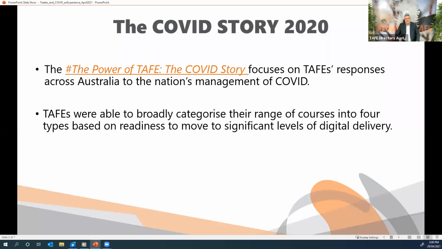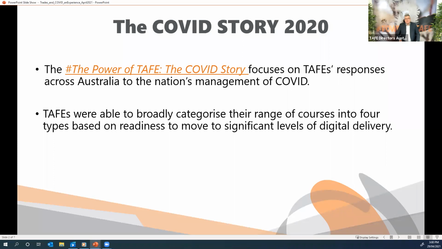And as Craig mentioned, there's a report produced by TDA, The Power of TAFE, COVID Story, and that focuses on the responses across Australia by TAFEs to the nation's management of a COVID experience. And today, in some ways, this was a prompt for both what Shannon has presented, but also what Huss will present, because in some ways it's about taking those reflections and how do we use those reflections going forward.